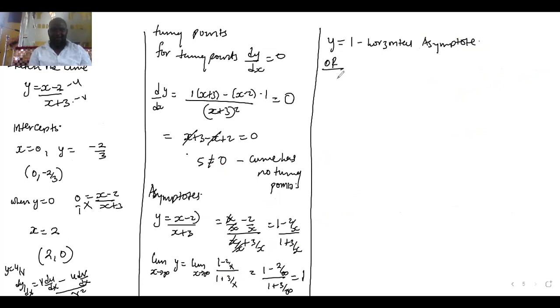For those who don't want the asymptote method, cross multiply. When you cross multiply, you get yx plus 3y is equal to x minus 2. So (y minus 1)x plus 3y plus 2 is 0. The highest degree of x is x. Equate its coefficient to 0: y minus 1 is 0. So y is 1 is the horizontal asymptote.